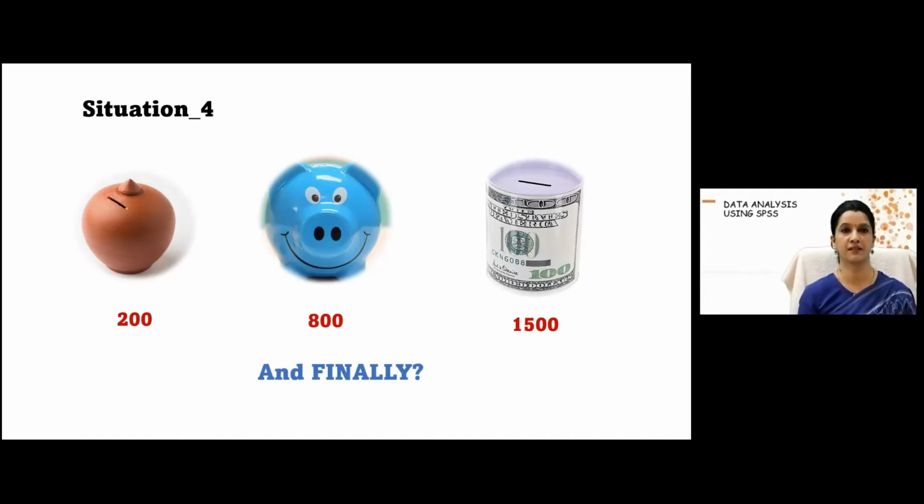And finally, this is the situation. What is your comment regarding this? Yes. So all of it is significant, because you can see that between pair 1 and 2, between 2 and 3, and between 1 and 3, all the differences are more than 500. That's why all are significant. So that's the concept of post hoc analysis, and we will see such post hoc analysis in one-way ANOVA and in repeated measures ANOVA also.